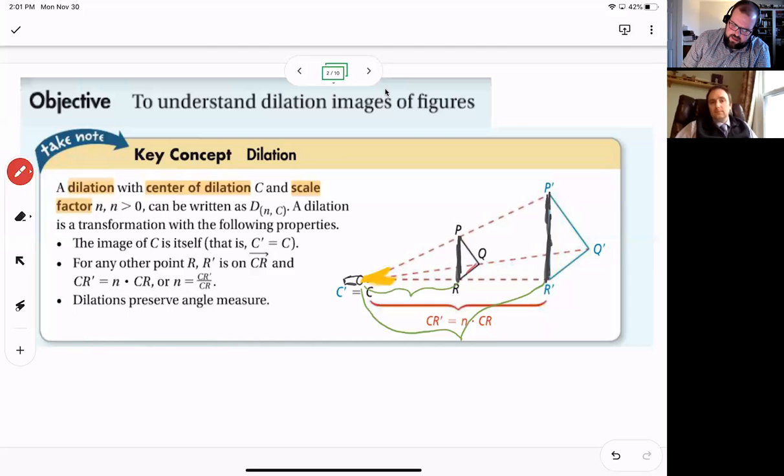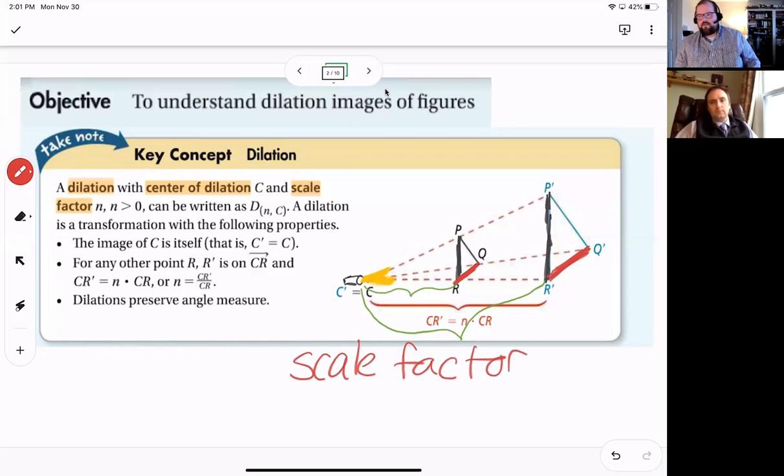What might be better to think about is that whatever I have to multiply QR by to get the length of Q prime R prime is going to be the same as what I have to multiply PR by to get to P prime R prime as far as the length. So is this kind of like the idea of a scale? Yeah, in fact, sometimes we call this a scale factor. Got it. Not a scare factor, but a scale factor.